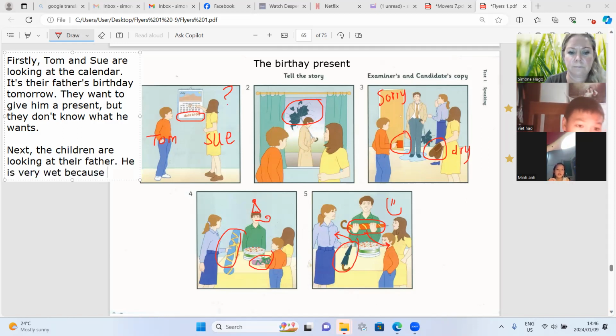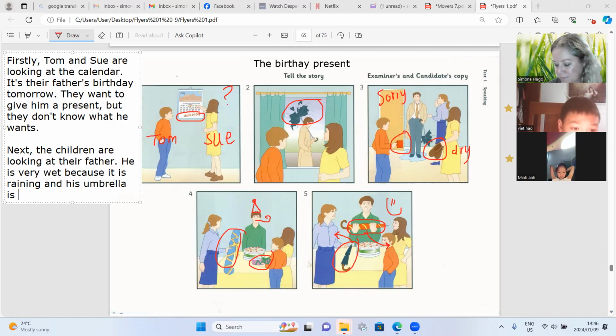Then they are looking at their father. He is very wet because it is raining and his umbrella. What's wrong with his umbrella, Minh An? Is it whole or is it broken? No, it's broken.